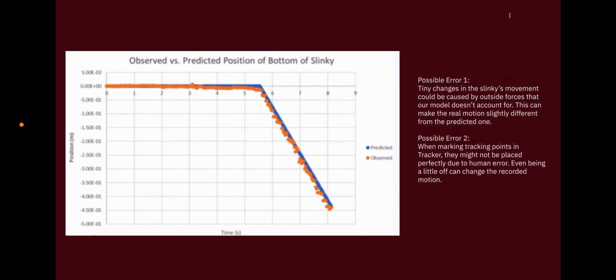Possible error: tiny changes in the slinky's movement could be caused by outside forces that our model doesn't account for. This can make the real motion slightly different from the predicted one. Possible error 2: when marking tracking points in Tracker, they might not be placed perfectly due to human error. Even being a little off can change the recorded motion.